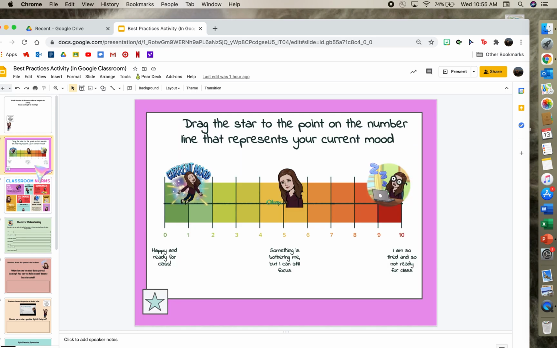Okay, so for this first part, it says drag the star to the number line that represents your current mood. You'll see this on a lot of my Google Slides. All you do is take this little star and put it where your mood is. So you have happy and ready for class, something is bothering me but I can still focus, and I'm so tired and not ready for this class. You'll put the star anywhere you feel along these lines.